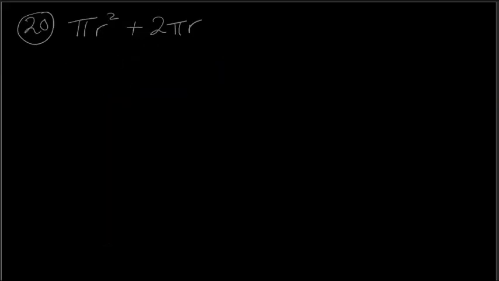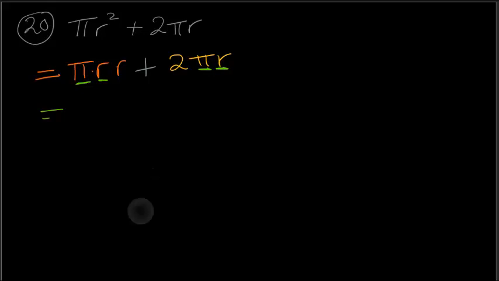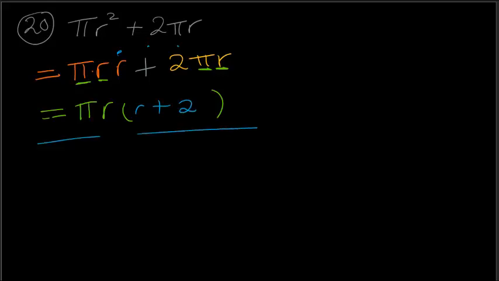Next question, pi r squared plus 2 pi r. Pi is a special number in mathematics. For this question, you don't need to know what it is, but let's break it down. So what we're going to say is we've got pi r on the left hand side plus 2 pi r on the right hand side. So that gives me common factors of pi and pi, r and r. So I'm going to write pi r on the outside of my brackets, and inside my bracket is this r, this plus, and this 2. And that's my final answer.